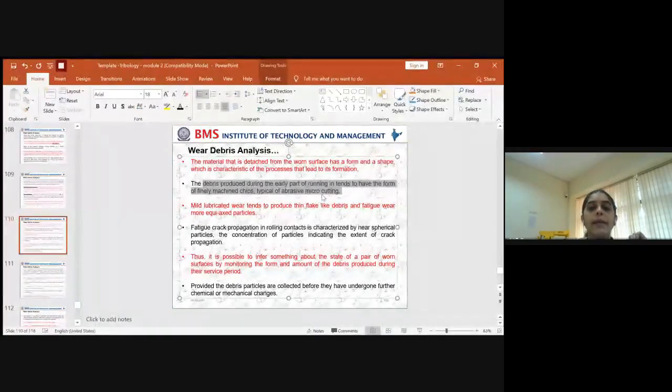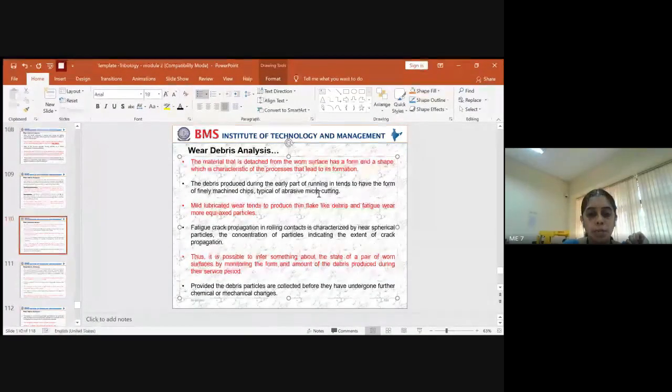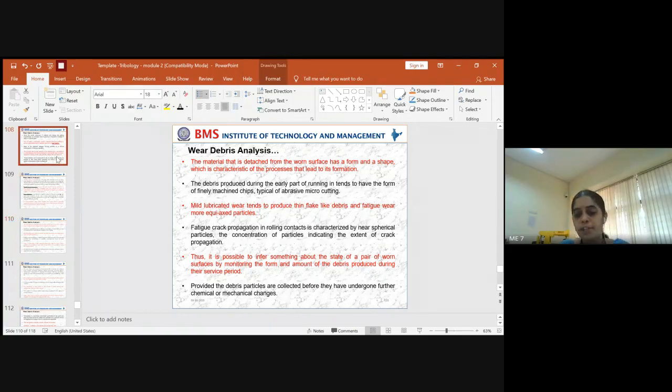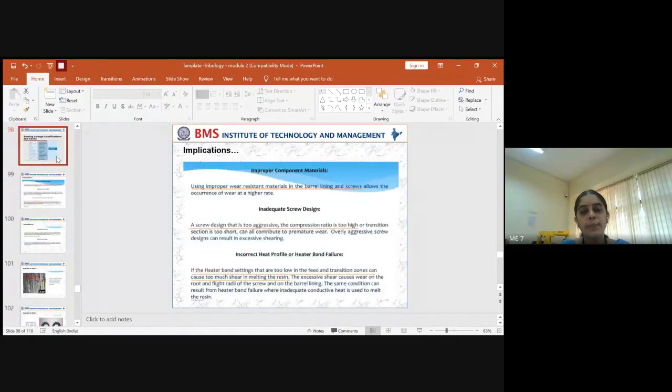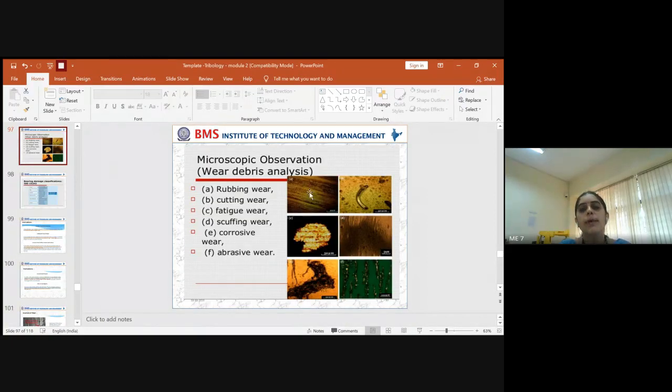What do you mean by it? When you observe the microstructure, it helps with the formation of the debris which are produced across the surface. I showed you the images initially. So there are different types of debris analysis. By looking at the debris formed on the surface, you will identify which type of wear it is.